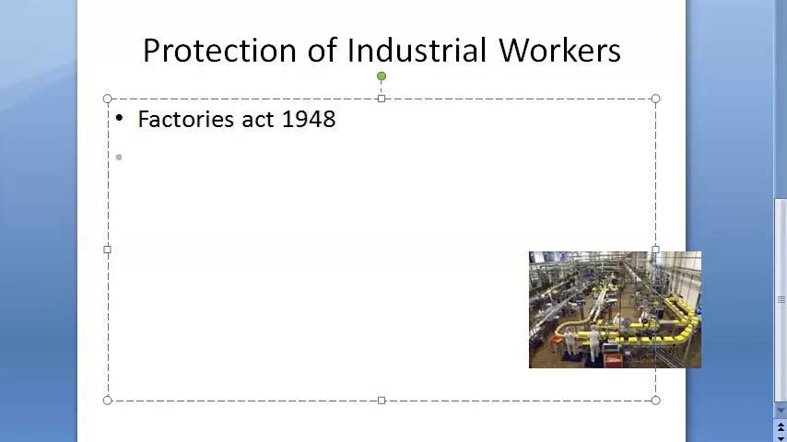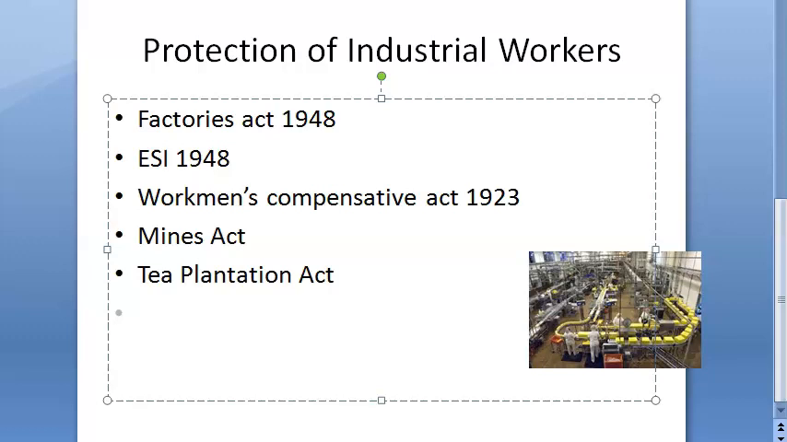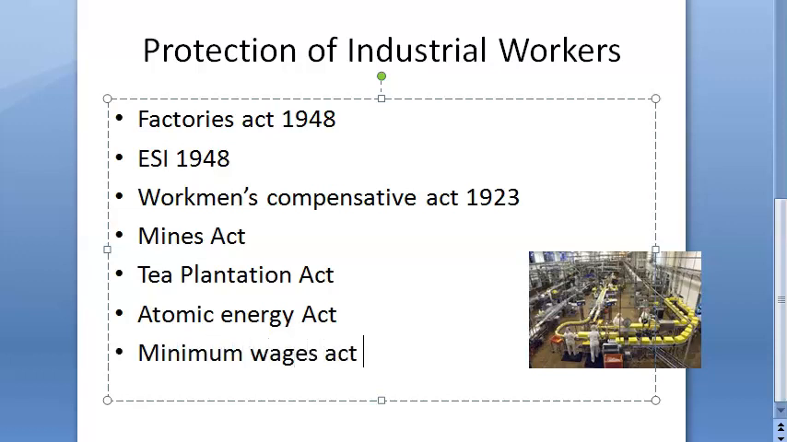So Factories Act 1948, Employee State Insurance Act 1948. Then you have the Workmen's Compensation Act 1923. Then you have the Mines Act. Then you have the Tea Plantation Act. Then you have the Atomic Energy Act. Then you have the Minimum Wages Act 1948. A lot of these things seem to have come during 1948.